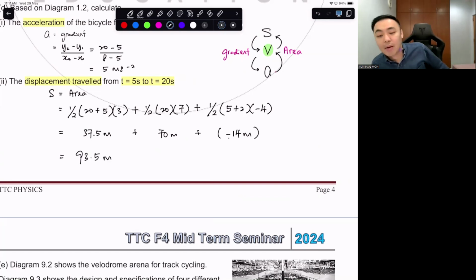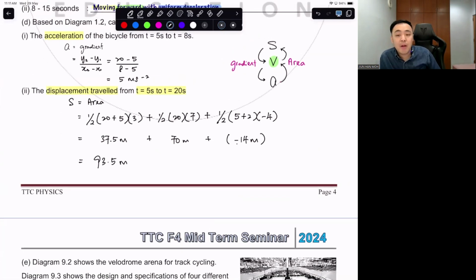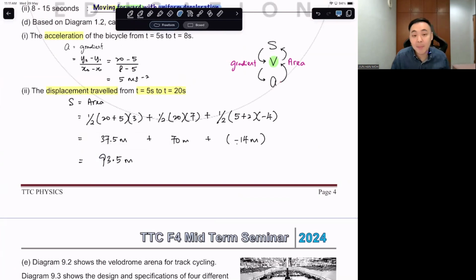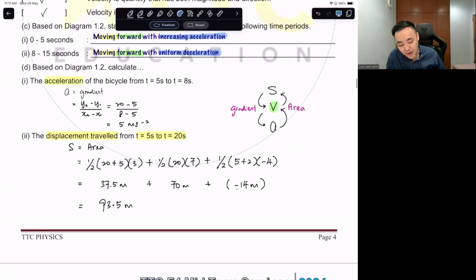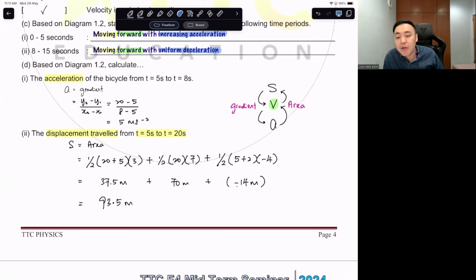Did you manage to get answers? Got it? Questions so far? I see some of you not getting answers. Why? Which part made mistake? Which part that you lost your mark? The trapezium part, the plus minus thing, you calculate wrongly. There you go. Okay. Now, questions regarding these calculations? Are you done? Can I move on?